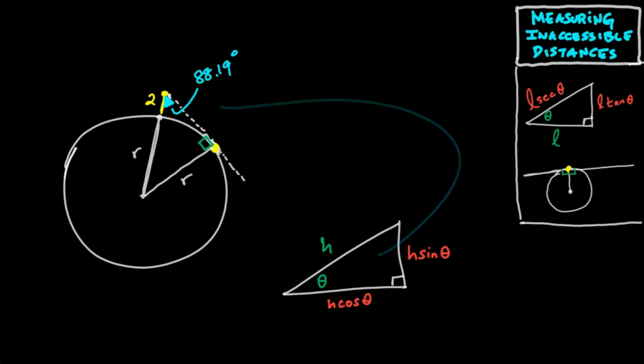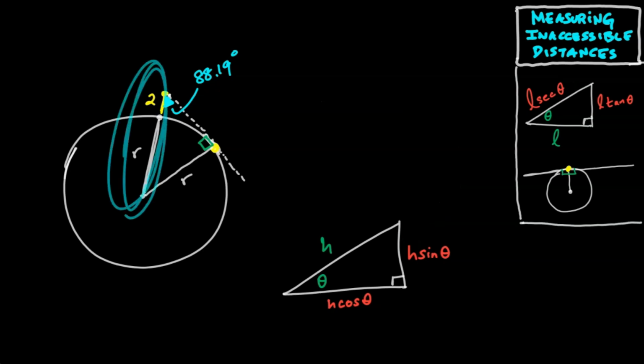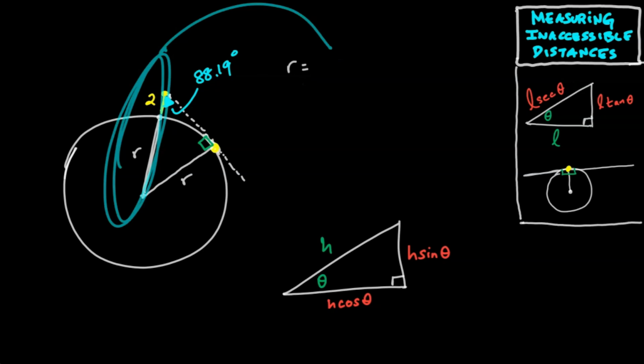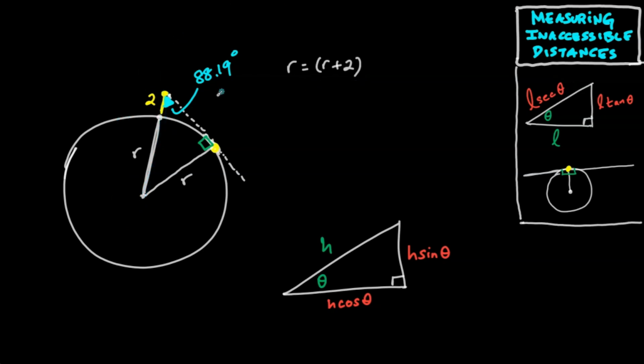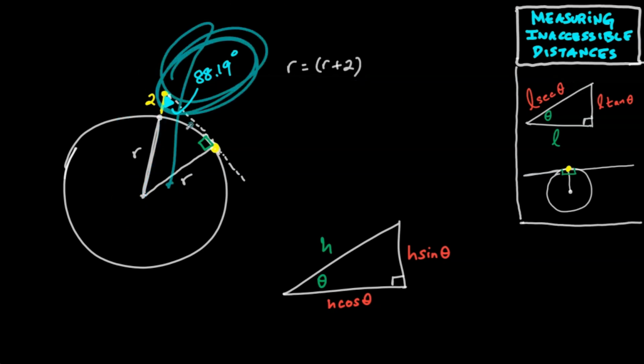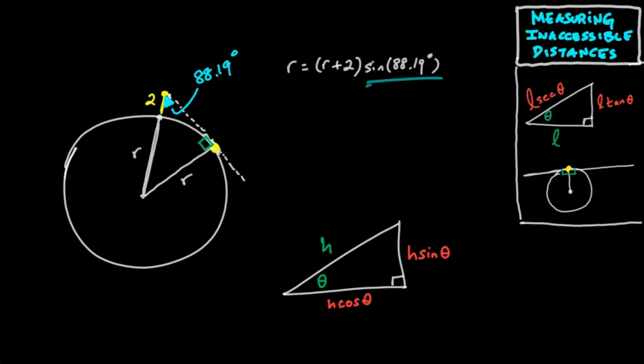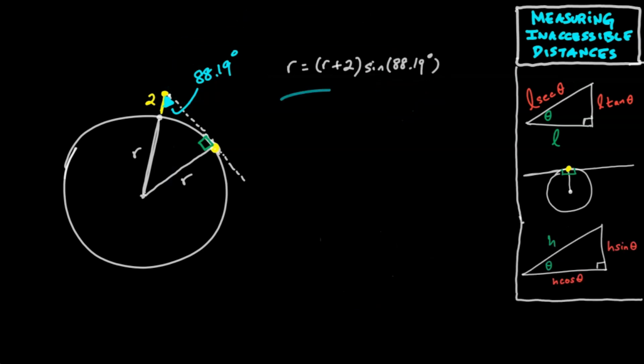Anyway, using that in this case, we could say my hypotenuse is r plus 2, and I've got this angle. So that means the leg opposite that angle, r, must be the hypotenuse, which is r plus 2, times the sine of the given angle. So times the sine of 88.19 degrees. And here indeed is our equation whose only unknown is r. It does appear in two places though, so we need to pack it into one location. That's fine. All we have to do is distribute over on the right-hand side.